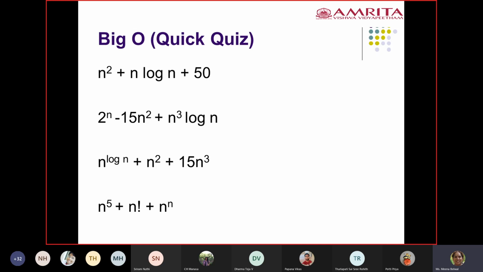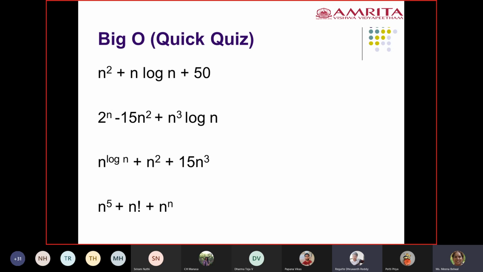N to the power log n. Say your name. Dhruvant. Okay. So why is it so? Dhruvant, right? Yes, ma'am. Why so? When we consider large values, log n will definitely be greater than 3, ma'am. Log n will be greater than 3.